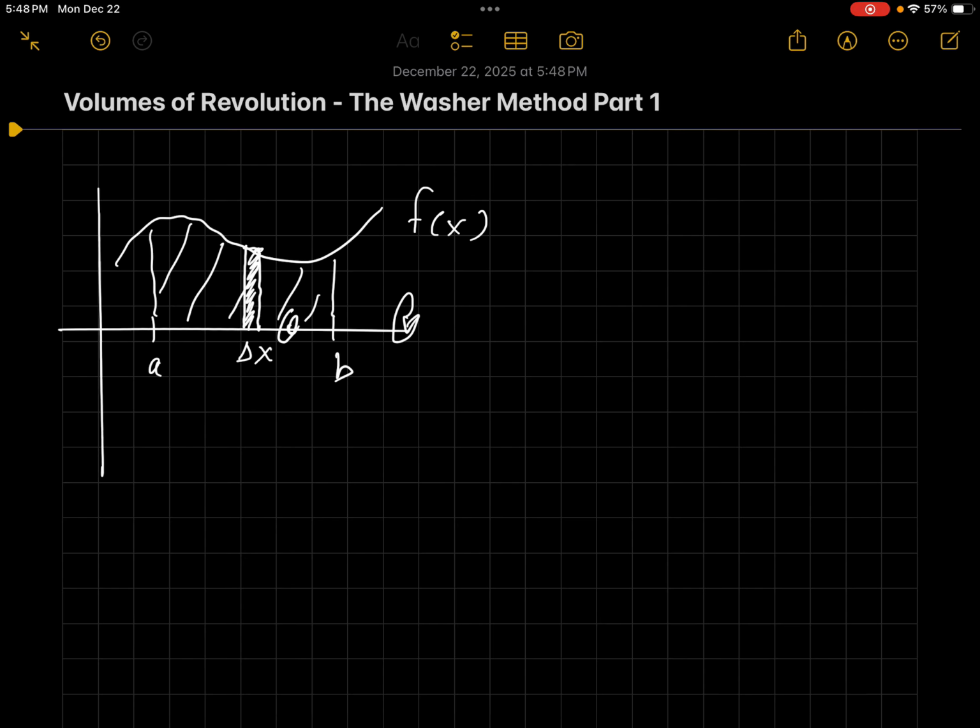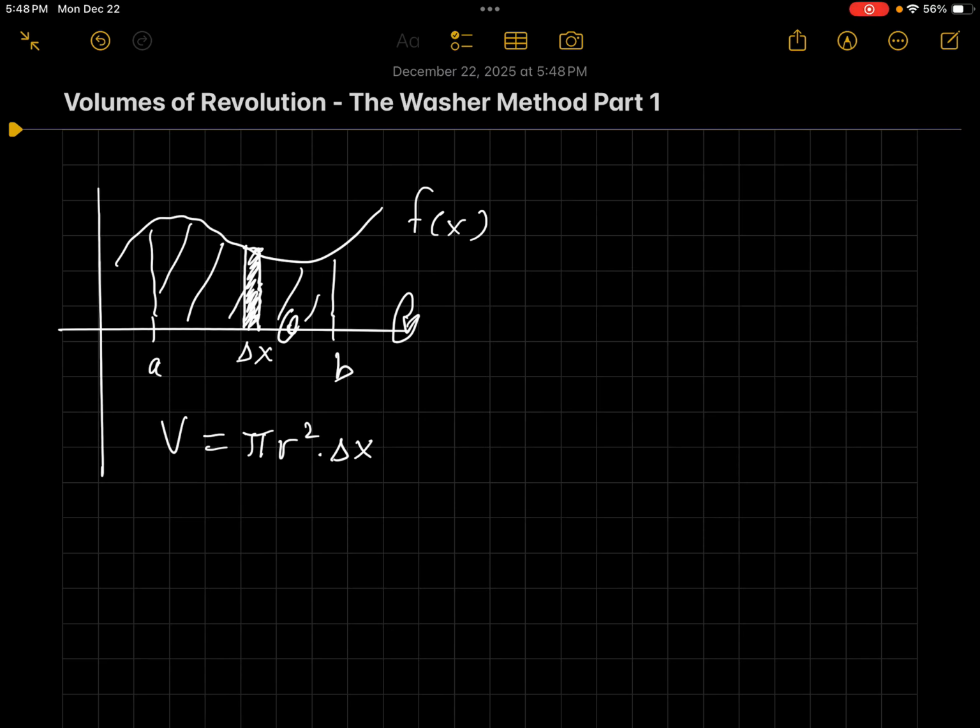My claim is that if I were to revolve this rectangle 360 degrees about the x-axis, it would make a circular disk. Well, the area of any circle is pi r squared, but this has a small width, delta x, so that will give the volume of that one cross-section revolved about the x-axis.